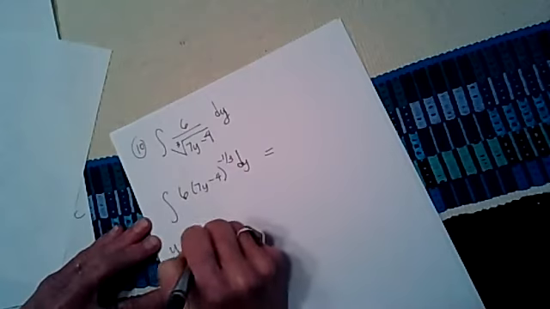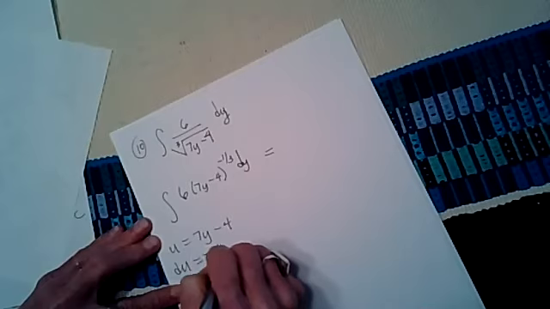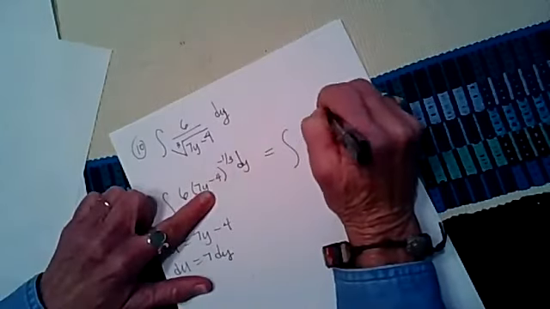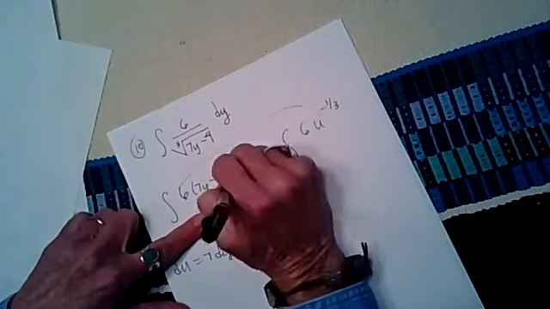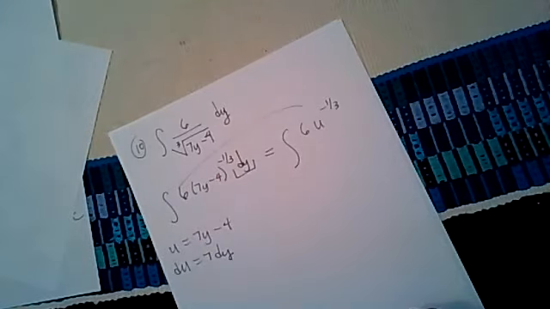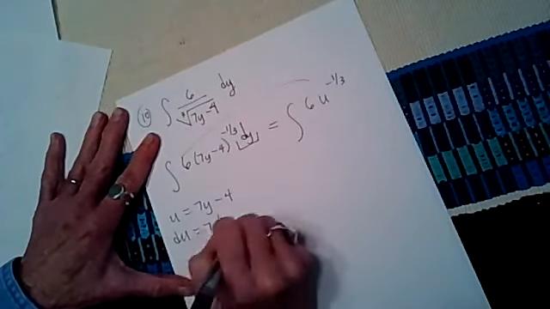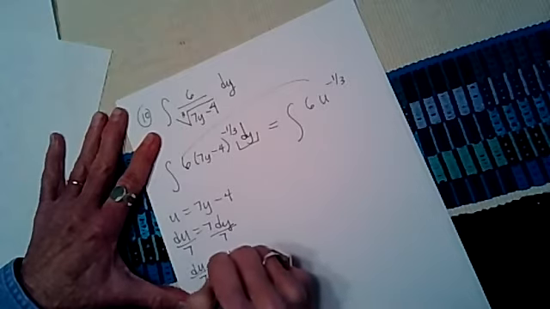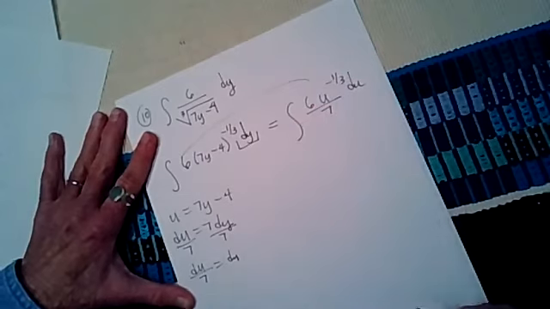Okay. All right. So I always let u be the inside. And the derivative of u is 7 dy. Okay, so when I rewrite this in terms of u, I'm going to make that u to the negative 1/3, bring over my constant term 6, and I just need dy. Okay, so I use my derivative. I have 7 dy, but if I divide both sides by 7, I get du over 7 is dy. So dy is just du over 7. And I'm ready to go.